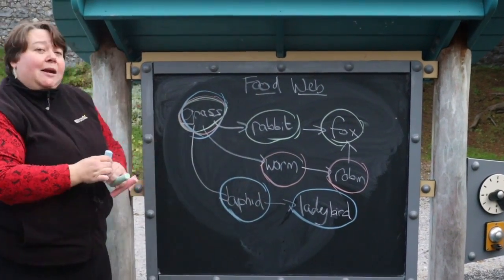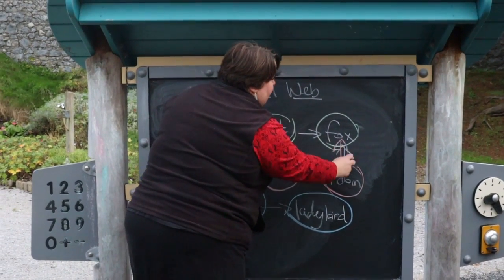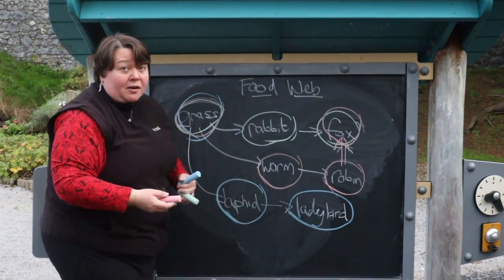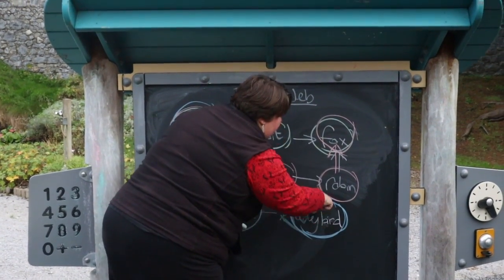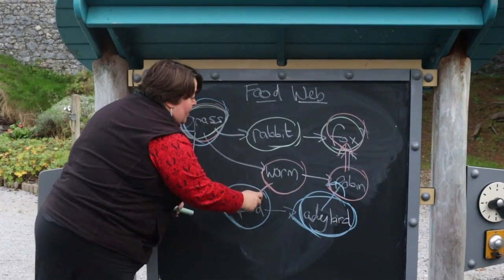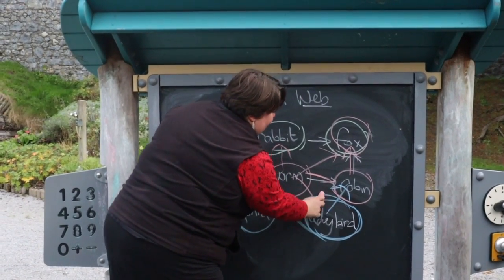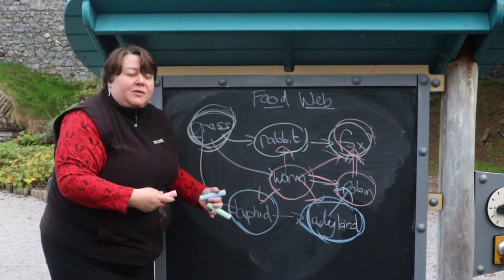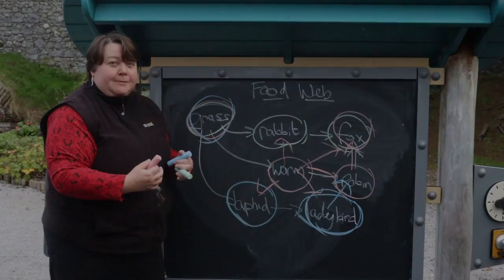And as well as having these separate chains, they can interact as well. So our robin, for instance, could get eaten by our fox, or our ladybird could be eaten by our robin, or our worm could eat anything that has died because it's a decomposer. So the web shows all the relationships between all the living things in the habitat.